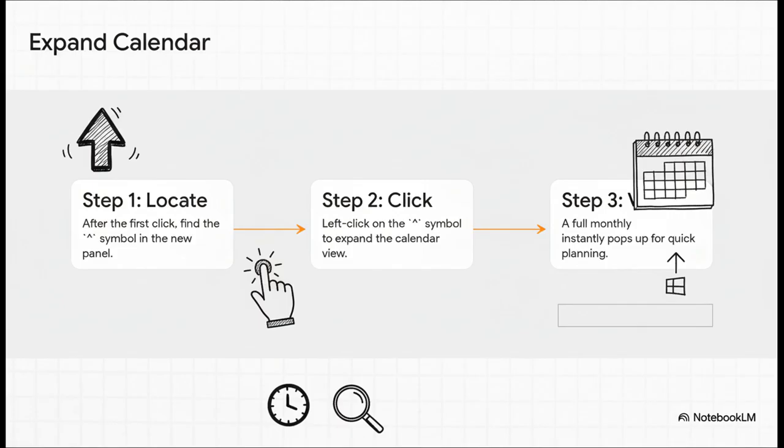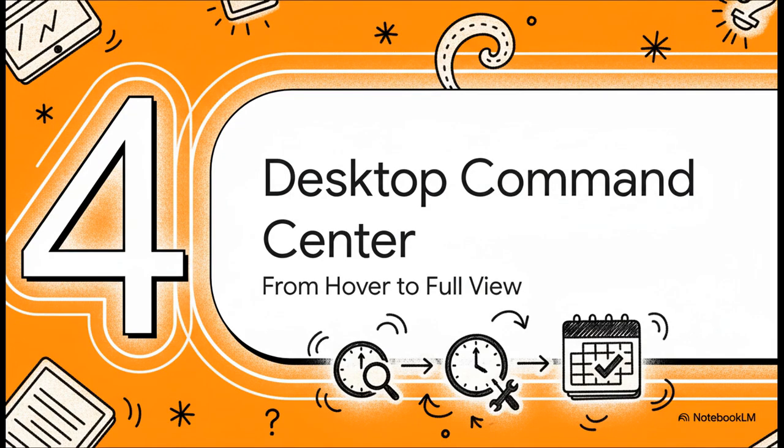And just like that, a full monthly calendar expands right there on your desktop. You can see the whole month, check a future date, or look back at a past one. It's just incredibly efficient. So when you put it all together, you've got the hover for details, the first click for tools, and that final click for the full calendar. What you actually have is less of a clock and more of your own little desktop command center.